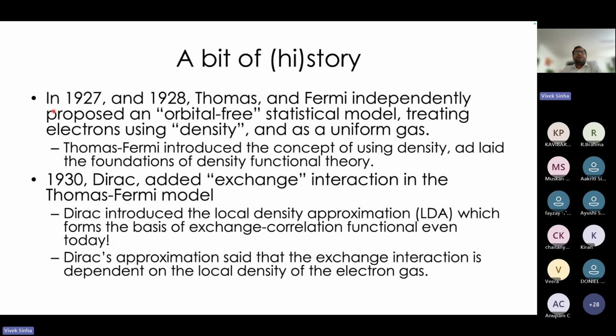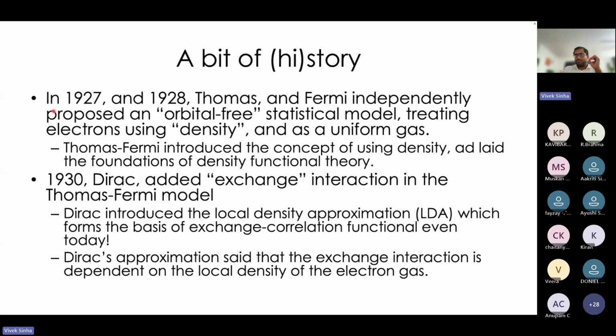Continuing our history, just to revisit, Thomas and Fermi had independently proposed this orbital-free model treating electrons as a gas, and Dirac added the exchange interaction. So Dirac asked how do you introduce this exchange interaction between electrons? He said, okay, you still treat the electron as a gas. The exchange correlation depends on the local density at that particular point, because it's a uniform gas. We only care about the density at that point, and he came up with an analytical expression. It might sound a bit simple. The mathematics of it is not simple, but it's simpler than many other formalisms. So if you look at a textbook, you will still be able to grasp it.